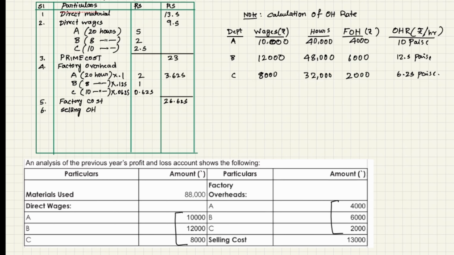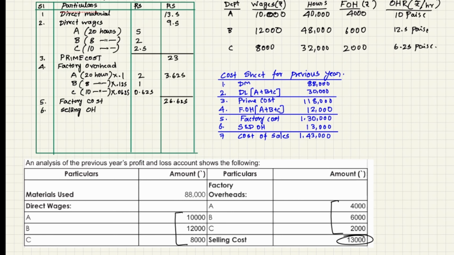To this I have to add selling and distribution overhead. Selling cost in the problem statement is not directly given, but the previous year figure shows selling cost is 13,000 rupees. Selling cost is typically recovered as a percentage of production cost. So we have to calculate the cost sheet for the previous year, which I have represented here. If you total all of this, selling distribution overhead is 13,000 and factory cost is 1.3 lakh. The direct material, direct labor and factory overhead cost I have taken directly. So selling distribution overhead as a percentage of factory cost will come out to be 13 divided by 130, 10%. 10% of factory cost is selling and distribution overhead.